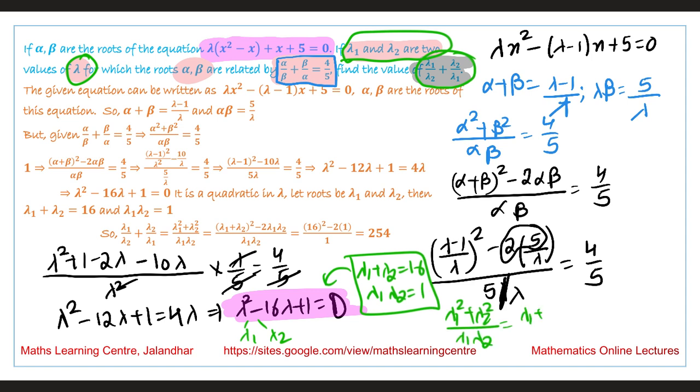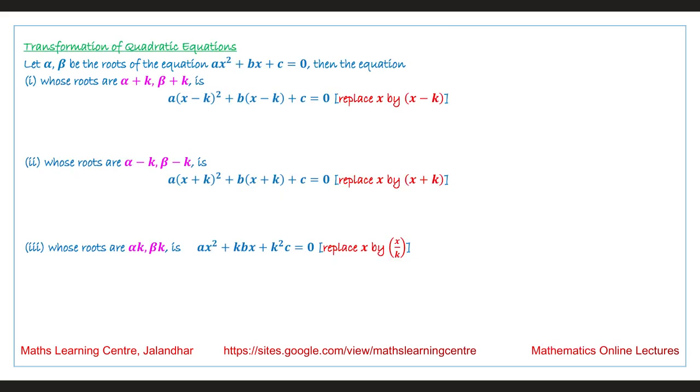We have to calculate the value of (lambda 1 square plus lambda 2 square) by lambda 1 into lambda 2. That is equal to ((lambda 1 plus lambda 2) square minus 2 times lambda 1 lambda 2) by lambda 1 into lambda 2. If we substitute the values, lambda 1 plus lambda 2 is 16 and lambda 1 into lambda 2 is 1, we obtain the final answer as 254. So this is the required value of lambda 1 by lambda 2 plus lambda 2 by lambda 1, it is 254.